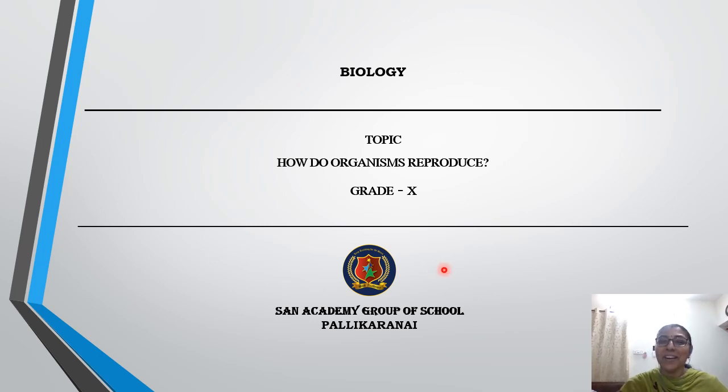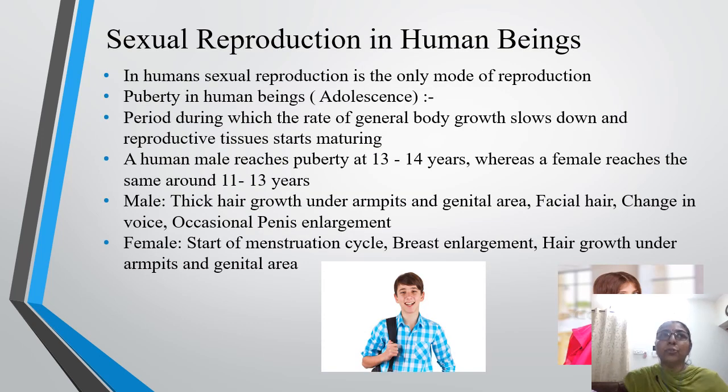Happy day to all. Today we are going to start the topic of class 10, how do organisms reproduce, part 3. So last class we have seen how sexual reproduction takes place in plants, and in today's class we are going to start how the reproduction process takes place in human beings.